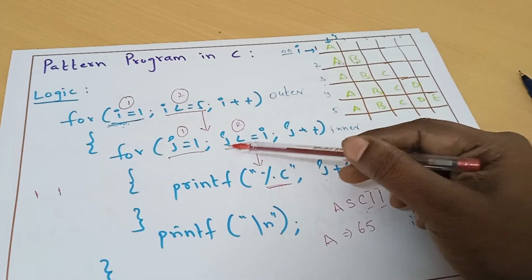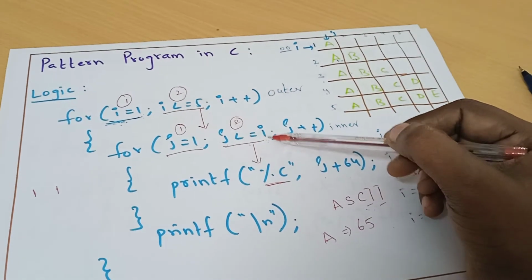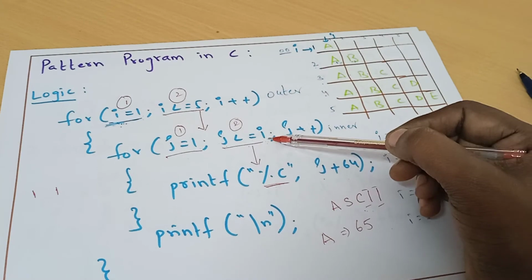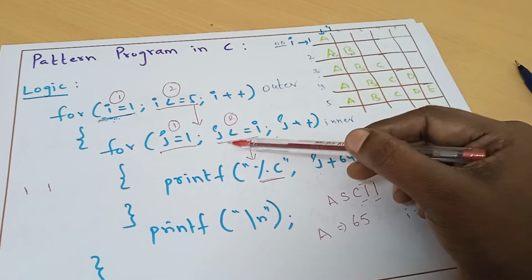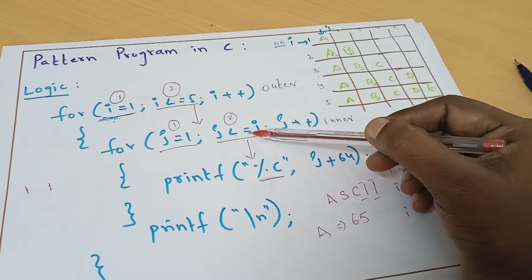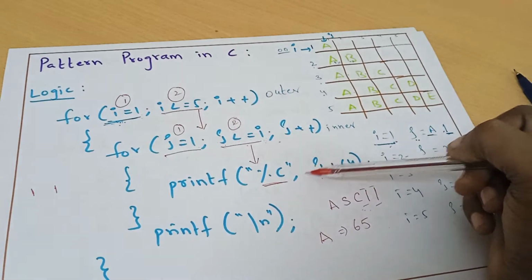Now 2 less than or equal to i. Whatever the i value became earlier, it became 2. Just before, the i value updated to 2. Now 2 less than or equal to 2. Condition true. Now we will come down. So character.